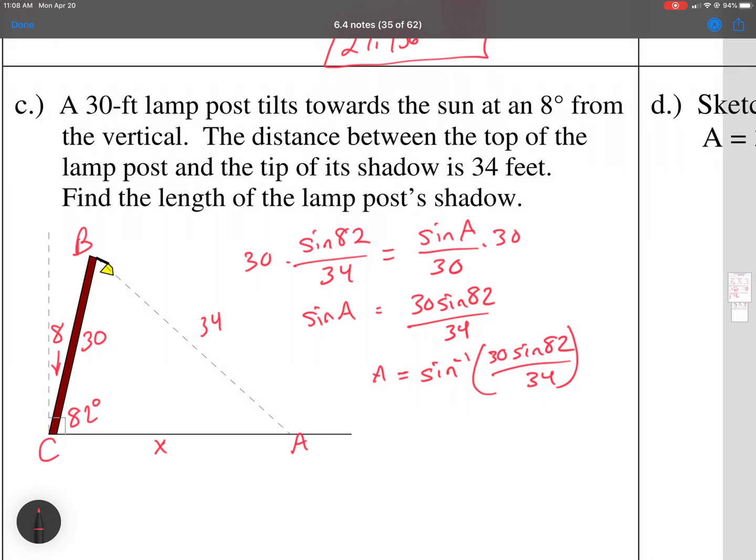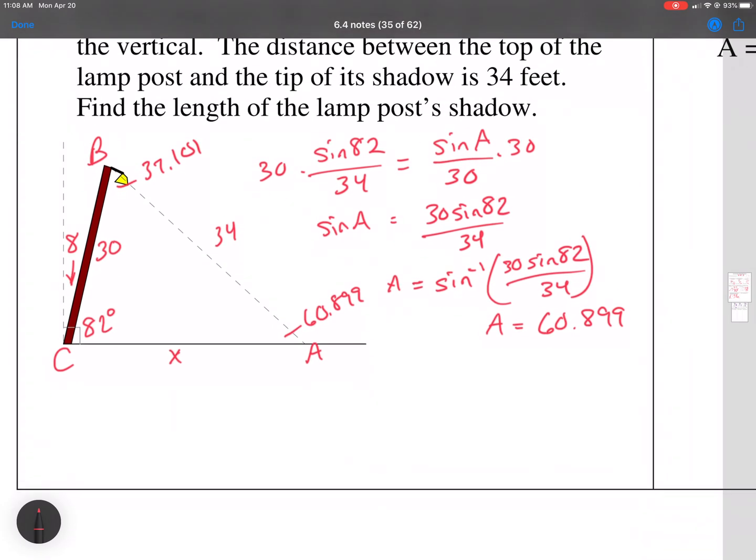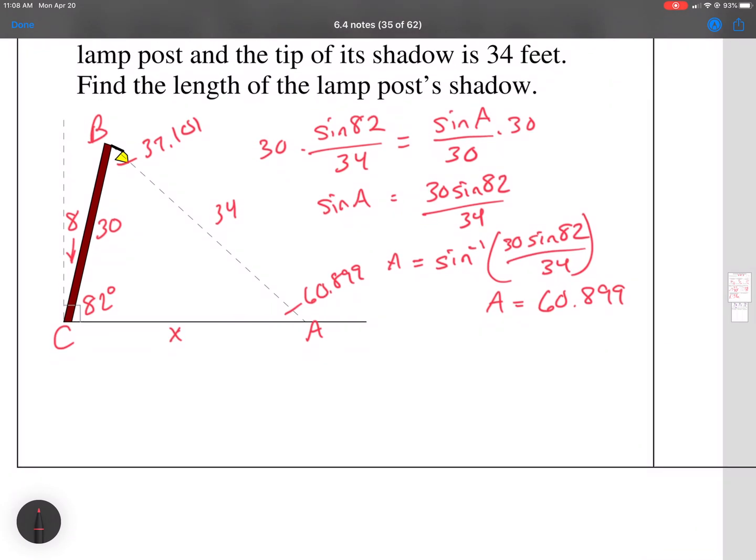And we'll type that in the calculator. Second sine, use my fraction bar, 30 sine 82 divided by 34. And A equals 60.899. So that means this is 60.899. Therefore, this is 37.101, using the property of a triangle, the sum of all the angles is 180 degrees.